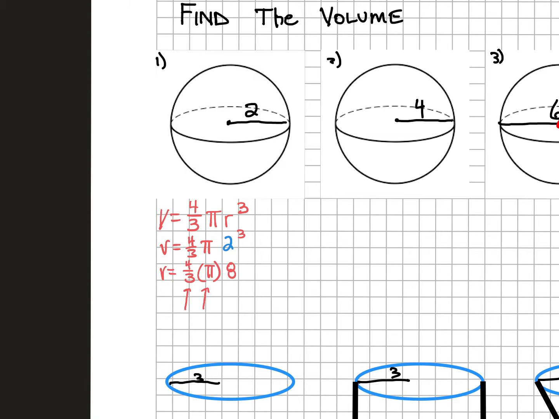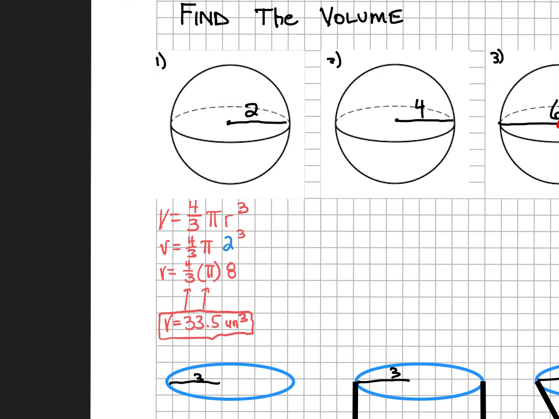And if I were to do that, I'm going to do it on my calculator right now. 4 divided by 3 is 1.33333. I'm going to take that and times it by 3.14, which is 4.18, and then I'm going to multiply by 8, and I get volume equals 33.49 or 33.5 units cubed. That's the 8th grade answer, and that's all you have to do today.